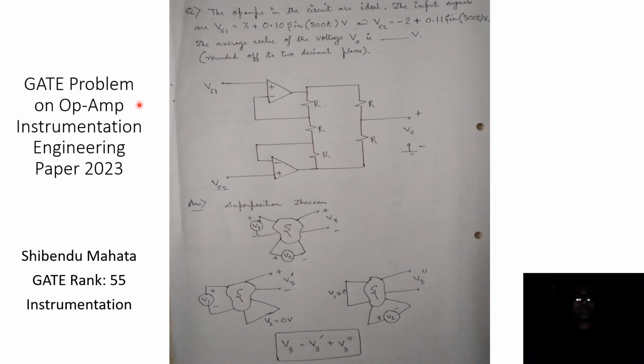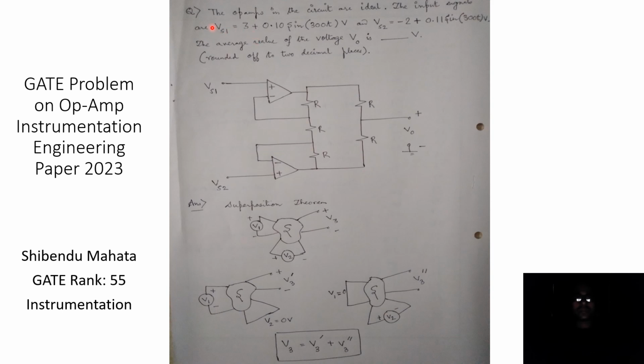This is a GATE problem on operational amplifiers, and it appeared in the Instrumentation Engineering paper for 2023. And the problem is very nice. It encapsulates the properties of an ideal op-amp and also basic concepts of circuit theory. So let us look at this question.